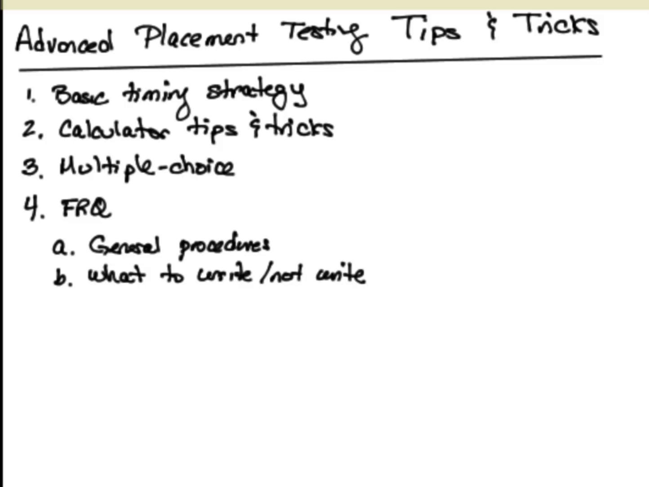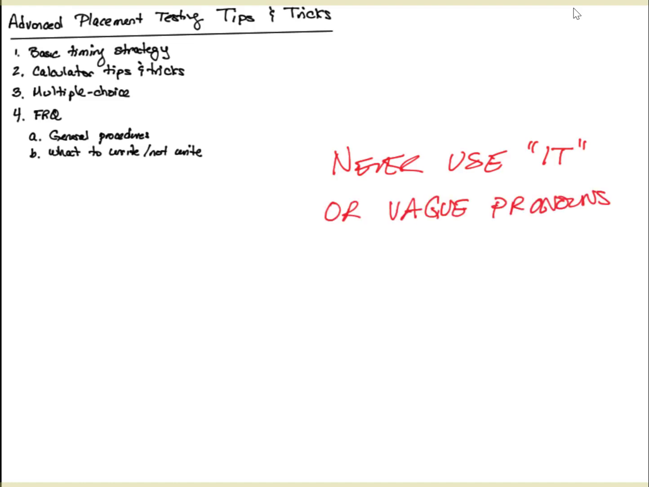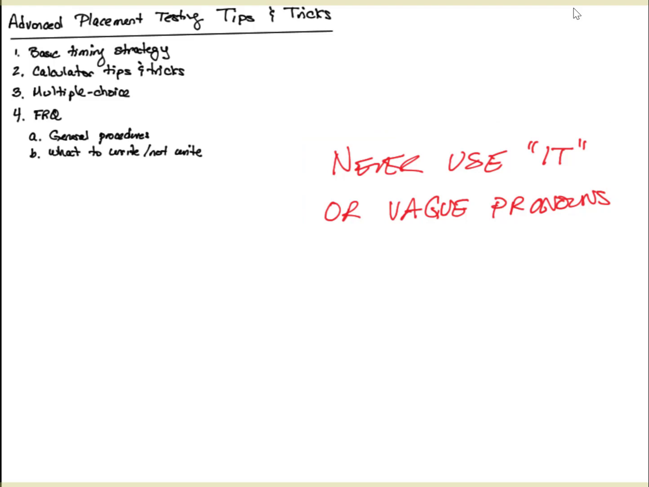The other thing, and these are more nots than things to do, is never use it or any other vague pronouns. So things like, the function is increasing. What function? Especially if you've got multiple functions going on. In calculus, f and f prime are both functions. So if you're saying the function is increasing, which function? F prime? Even in precalculus, if you've got f and g and f of g, and then you say the function is increasing, we've got 3 functions.